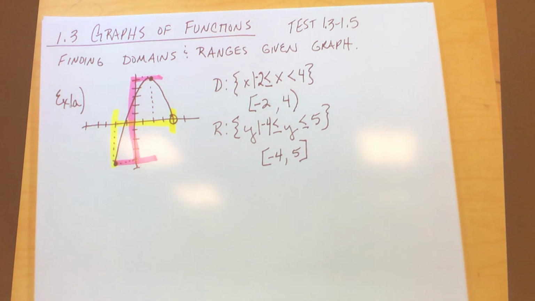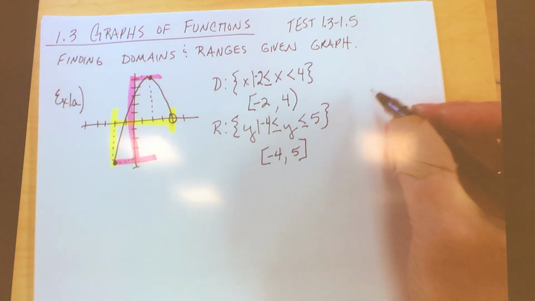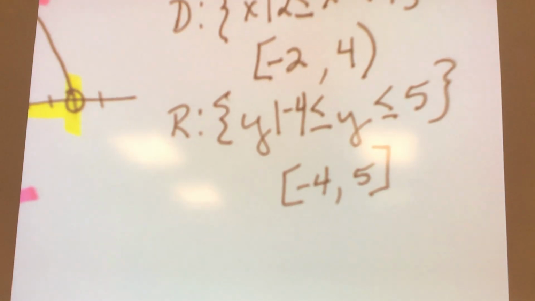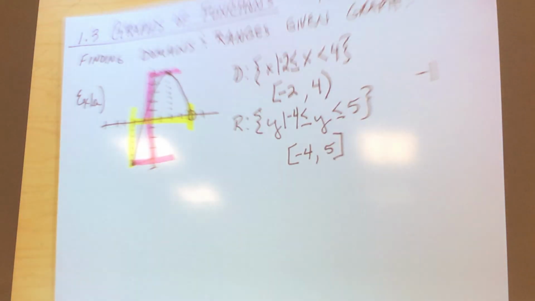Anybody got a question? Wait, on the range, that's a -1, right? I don't think so. Negative 1's usually are just like this. I just couldn't see it. Negative 4. Does that help? Yeah. Is that good?